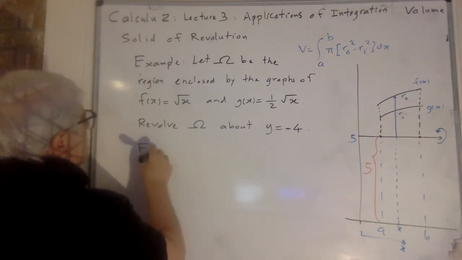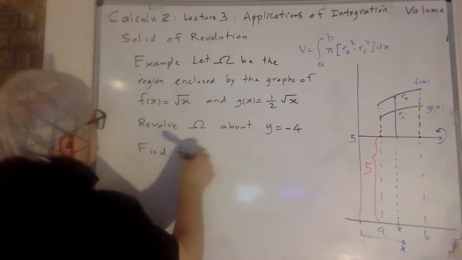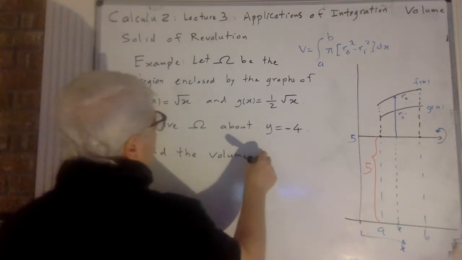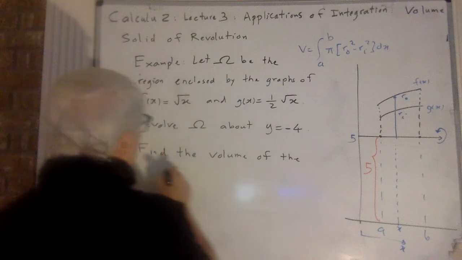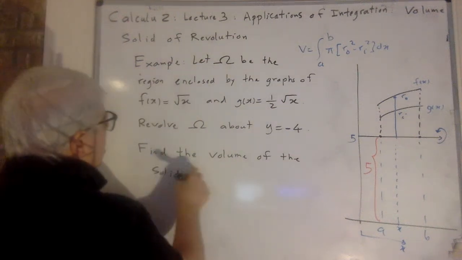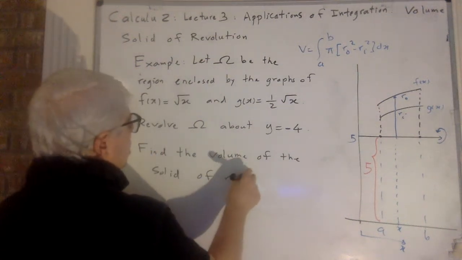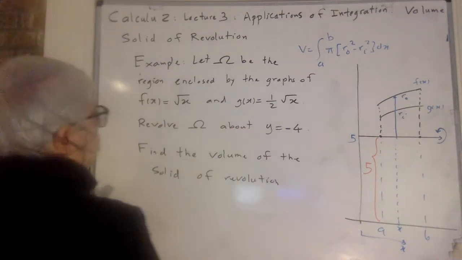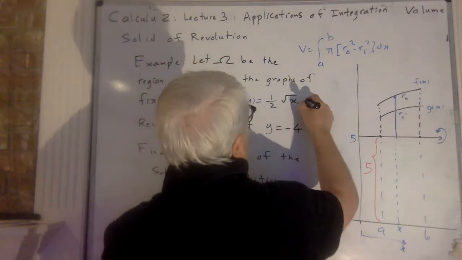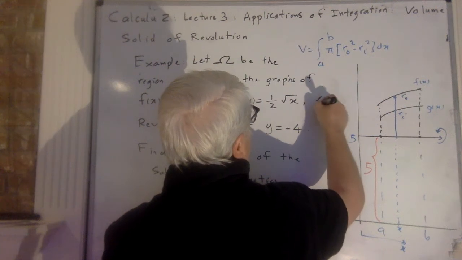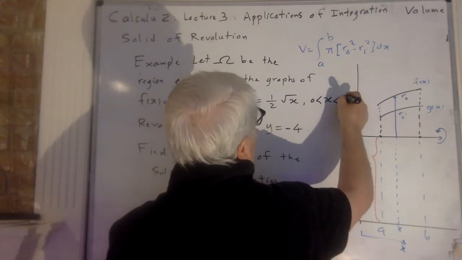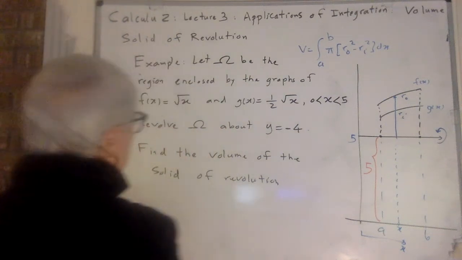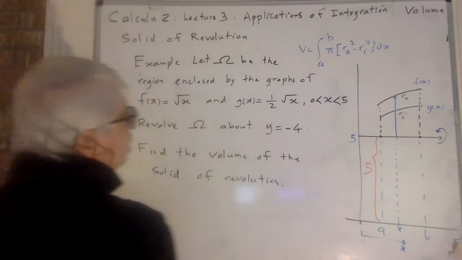Find the volume of the solid of revolution. Well, I should give x, and x should be between, say, 0 and, say, 5. Okay. So, well, I didn't give that.